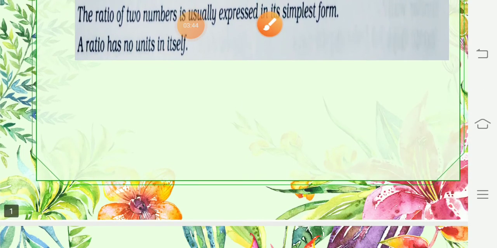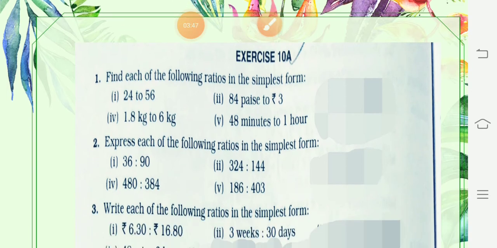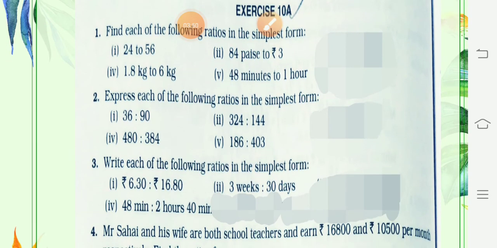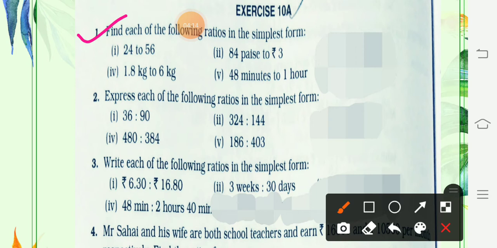After understanding the basic concept and some important facts, we are reaching exercise 10A. Questions 1, 2 and 3 are of the same type, but the way of expressing is different. As I said, the statement above we will prove through the examples. So this is the point only. Find each of the following ratios in the simplest form. This is the heading of question number 1. Now question number 2: express each of the following ratios in the simplest form. This is also the same question, that we have to convert these ratios into simplest form.